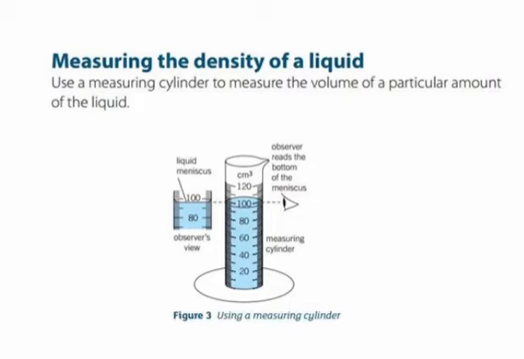You can calculate the mass of the liquid by subtracting the mass of the empty beaker from the total mass of the beaker and the liquid. So as you can see in the figure, you have your cylinder and you can get the density from the volume and the mass of the liquid.